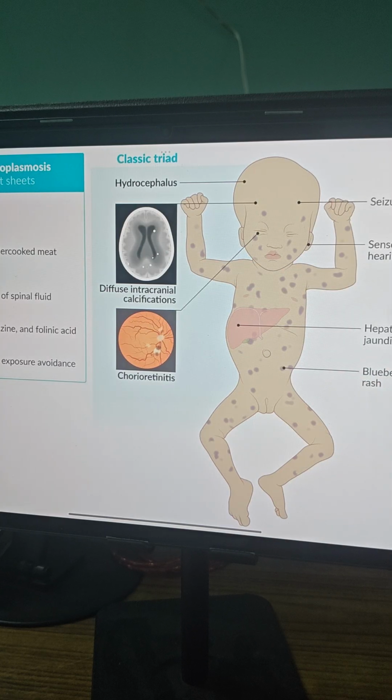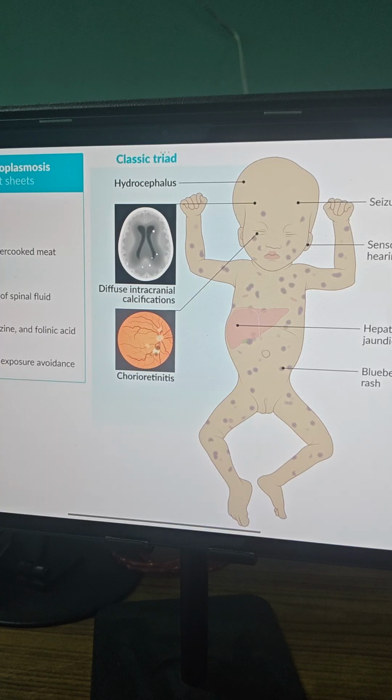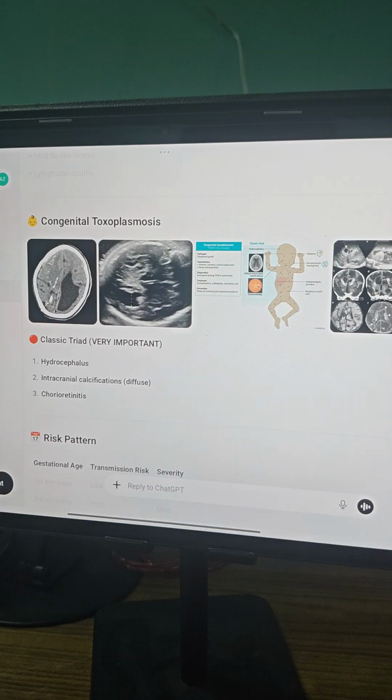So, congenital toxoplasmosis, pathogen is Toxoplasma gondii. Transmission is through cat's feces and undercooked meat, and transmission is transplacental. Serological testing and PCR of spinal fluid is used for diagnosis. Treatment is pyrimethamine and sulfadiazine. Folinic acid can also be added. Maternal screening and exposure avoidance are the prevention methods.